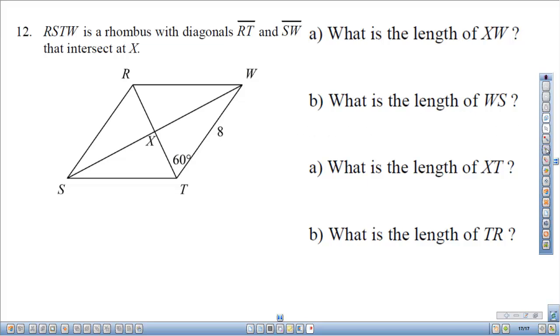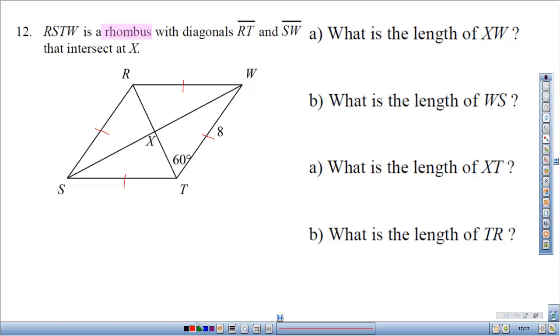All right, number 12 gives us this four-sided quadrilateral, and they tell us something really important right here. It is a rhombus. So before we get to some of these questions, let's remind ourselves what that means. Well, if it's a rhombus, then all four sides are the same. It's like a slanted square after all.